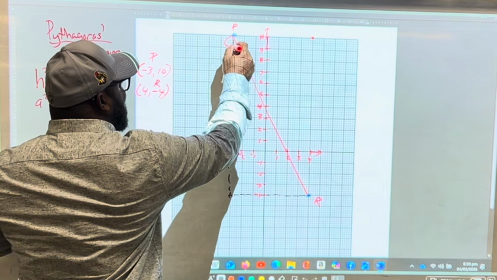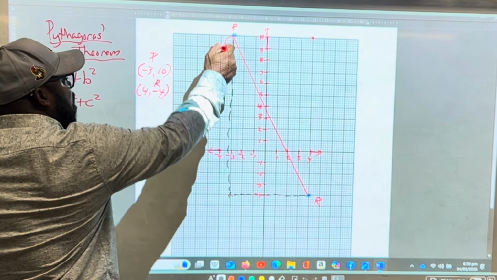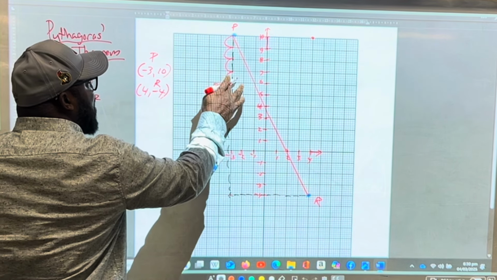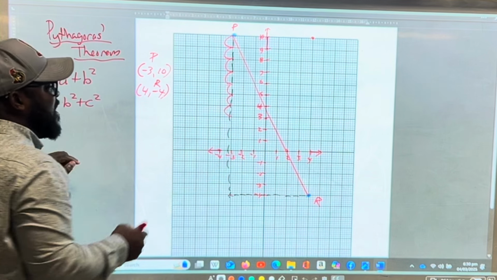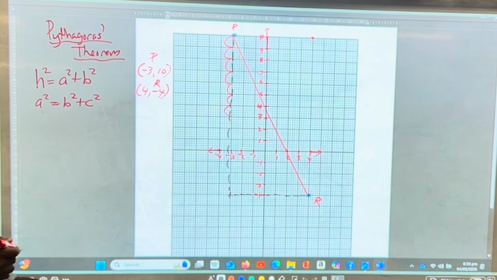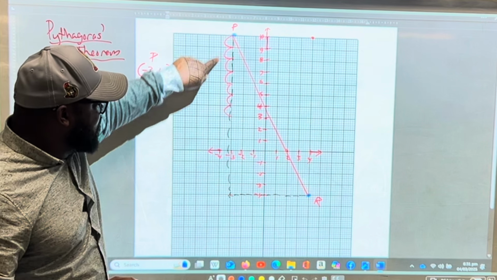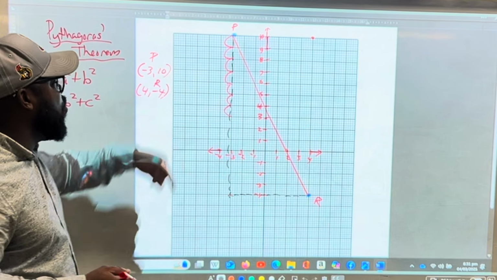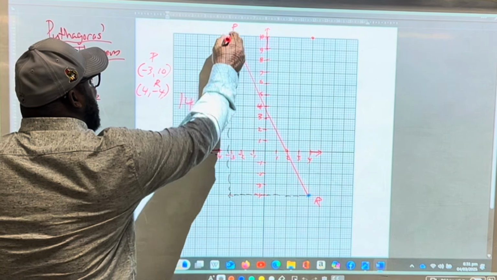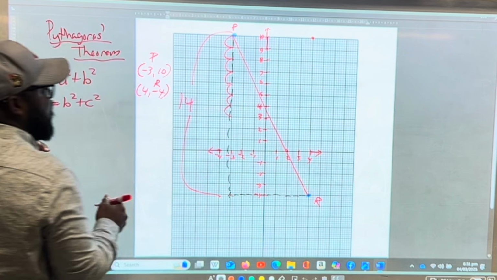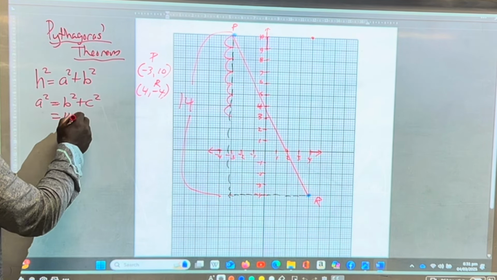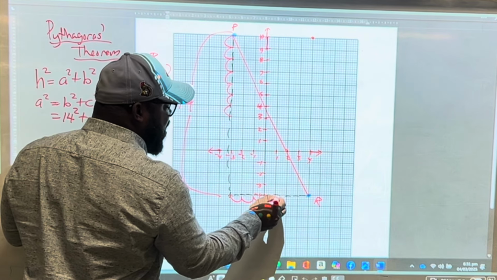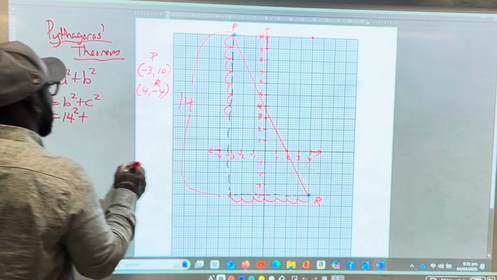Now, let's use this. Pretend that each of these represents 1 centimeter. How far down should we go? How long is this side? We have 10 here, and 4 here. So 14. This side here is 14. This side is how much? Let's go. 1, 2, 3, 4, 5, 6, 7.